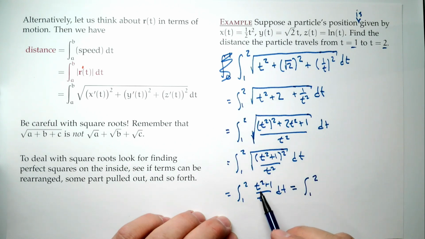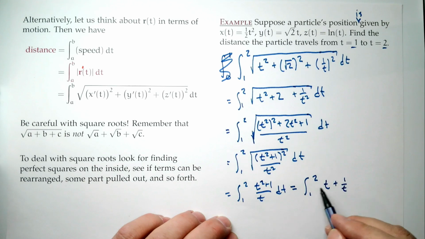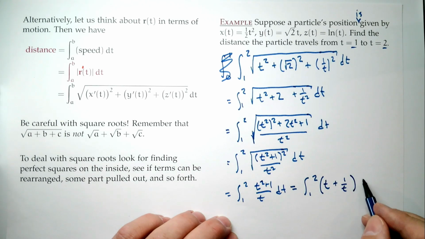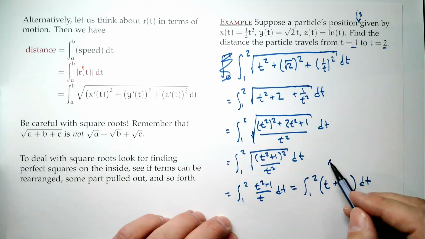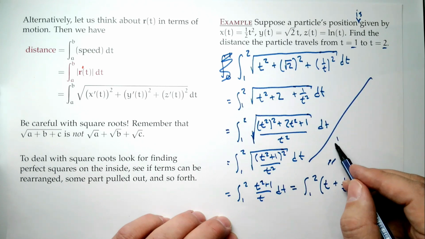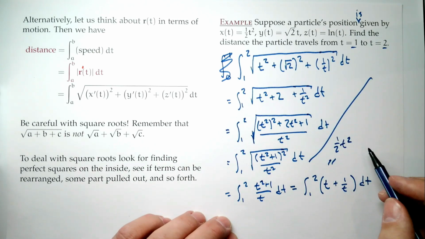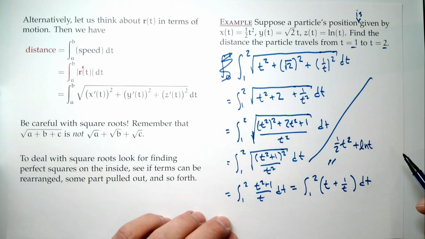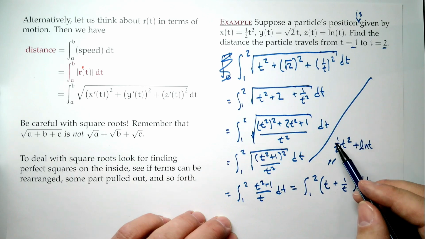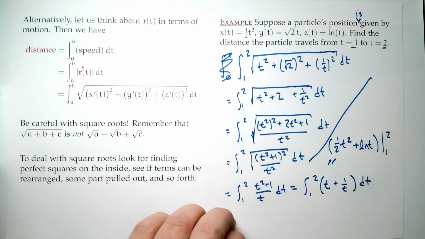Think of it as t squared over t, known as t, plus 1 over t. Integral of t? Yeah, 1/2 t squared. Integral of 1 over t? Natural log of t. Do I need a plus c? No. Why? Definite integral. Definitely don't need a plus c.